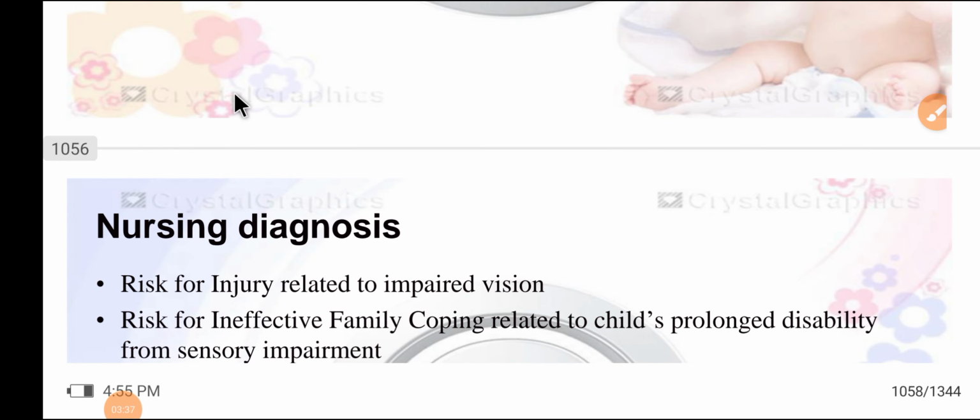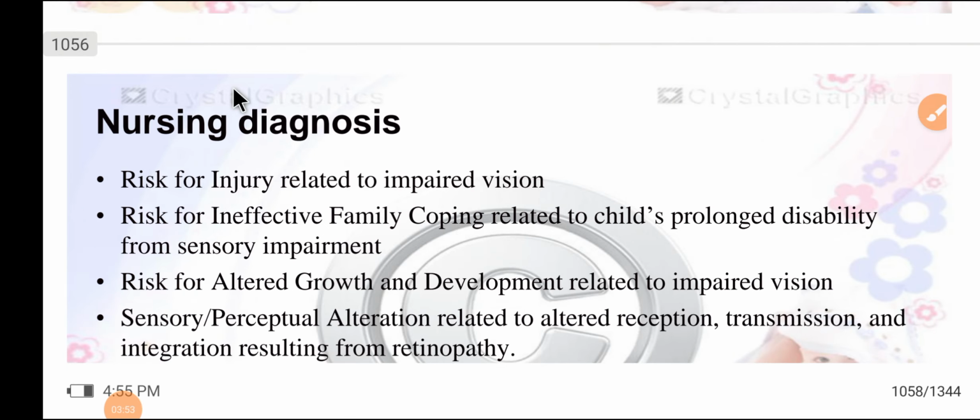Nursing diagnosis: risk for injury related to impaired vision, risk for ineffective family coping related to child's prolonged disability from sensory impairment, risk for altered growth and development related to impaired vision, sensory perceptual alteration related to altered reception, transmission, and integration resulting from retinopathy.